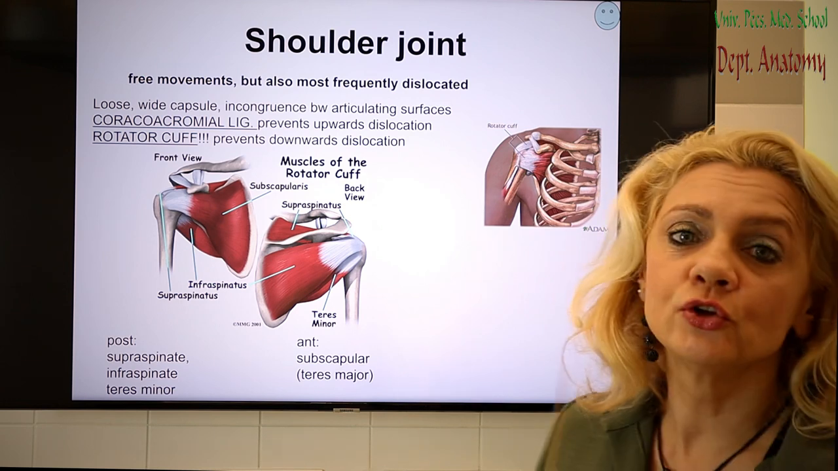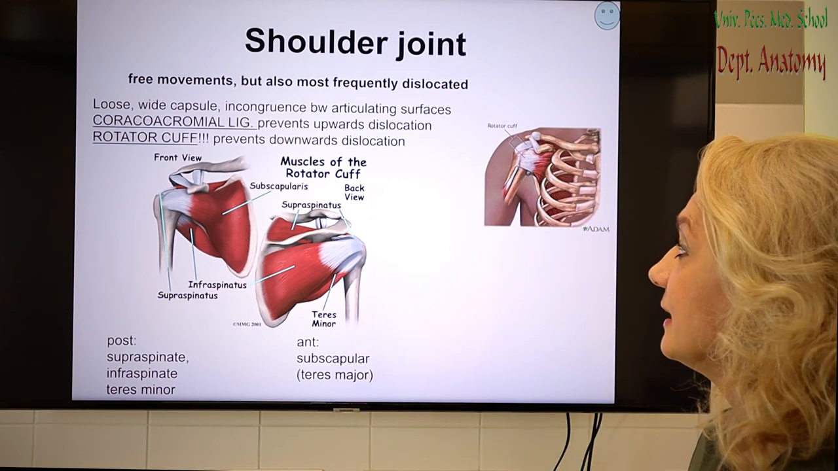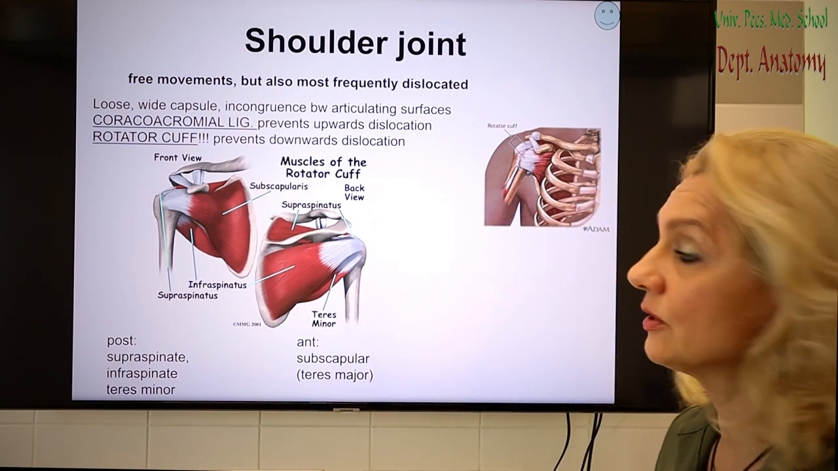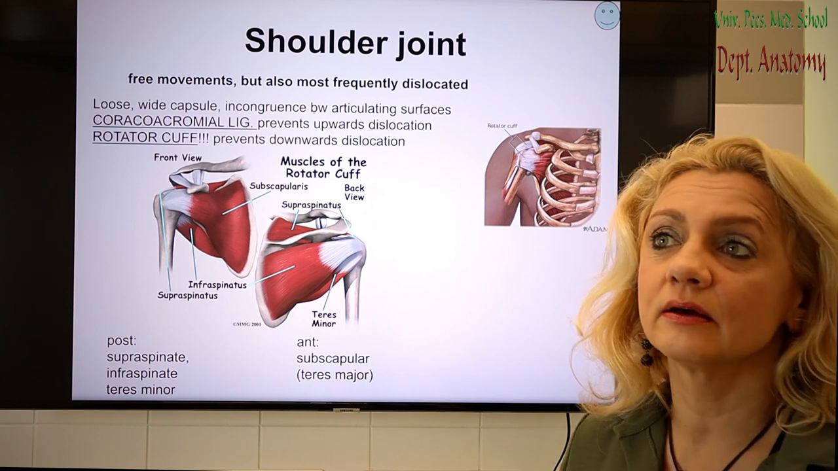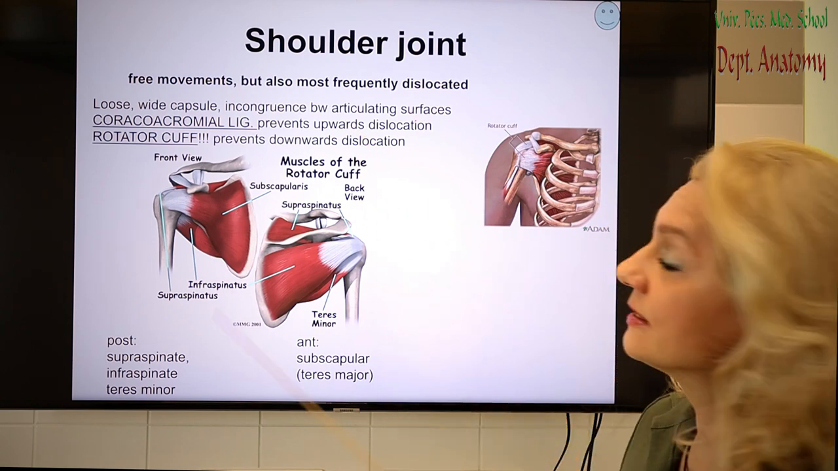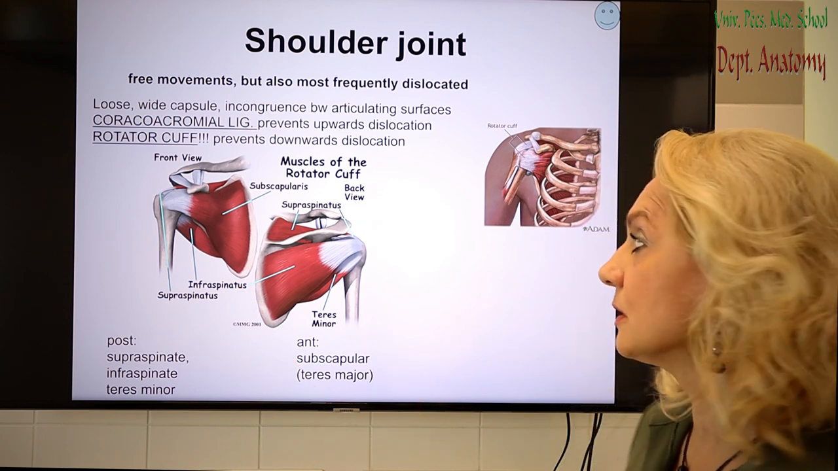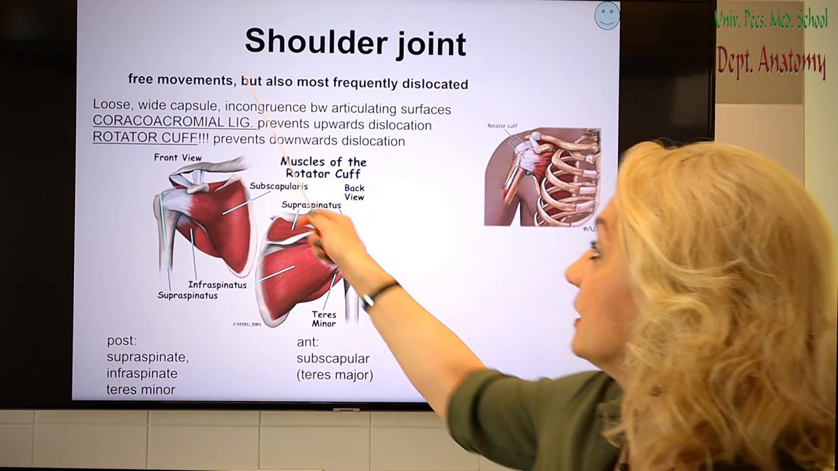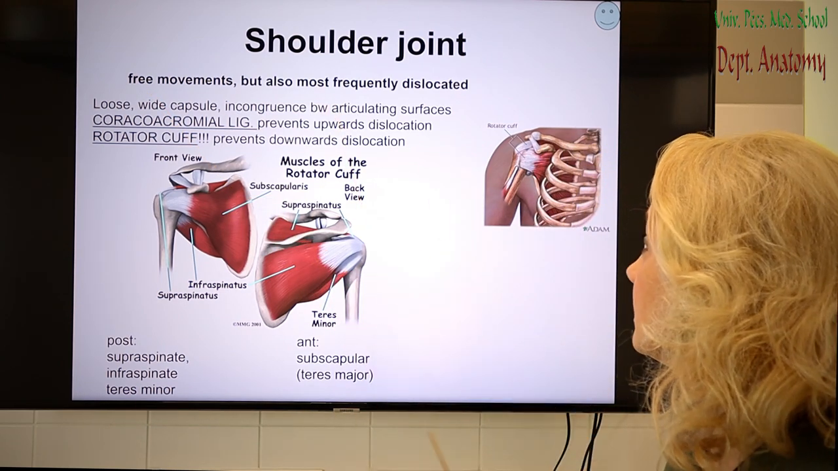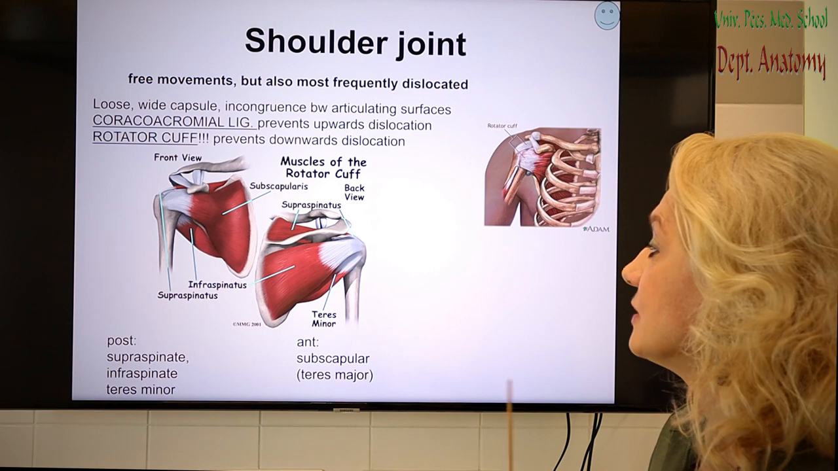The shoulder joint, you learned the details already in the first few weeks, and you learned that it has a very loose white capsule. There is incongruence between the articulating surfaces. The glenoid cavity is a very shallow surface, so this is why the shoulder joint is a very free joint with most possible movements. So it has very free movements, but this is the price we pay for the free movements, that it is the most frequently dislocated joint.